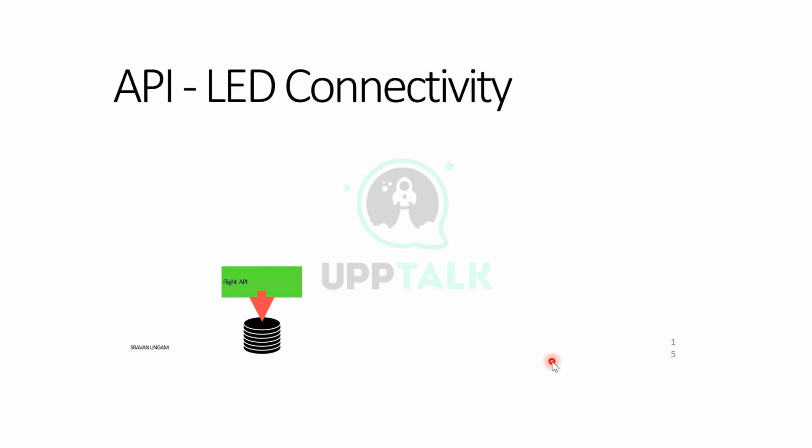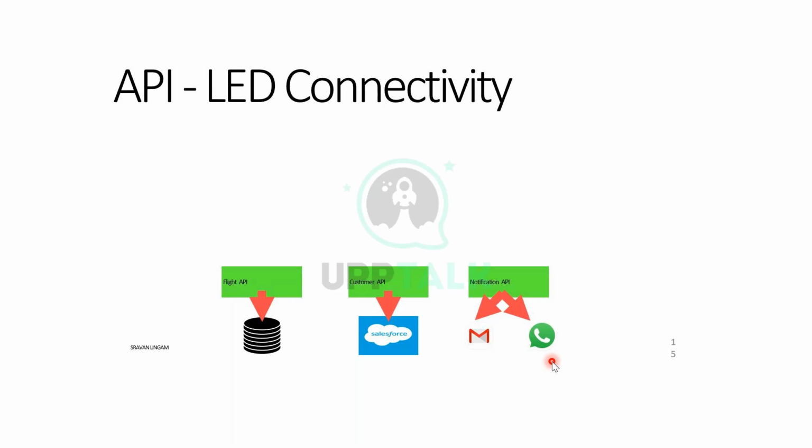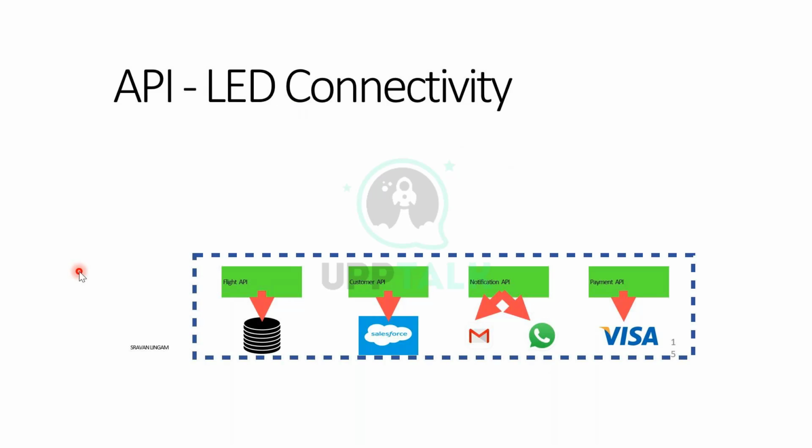Just taking flight examples, what type of APIs we can create: a flight database, a customer API we need, which can be maintained in the CRM system, notifications can be there in the Gmail and WhatsApp server, and a payment API, so that can connect to the Visa server. So these all APIs can be your system APIs.